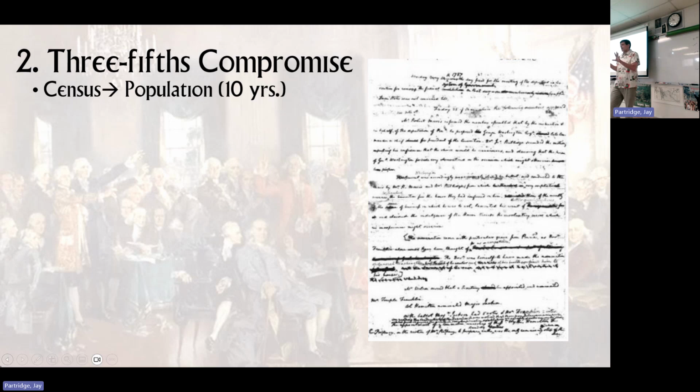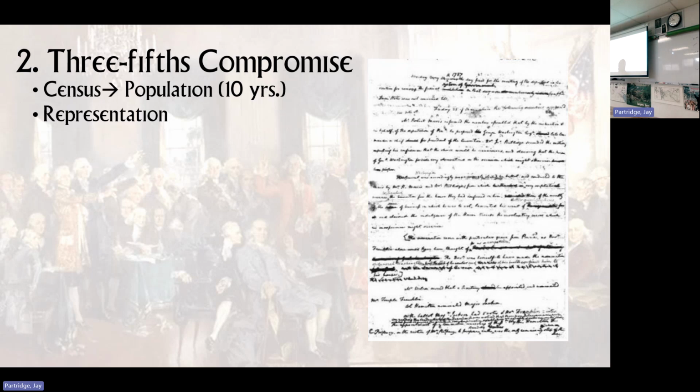Every 10 years, they have to do the census. And it doesn't say citizens. It just says people living in the states. Just anybody living there, they count towards the census. Technically, but not completely. What about slaves? But back to this.